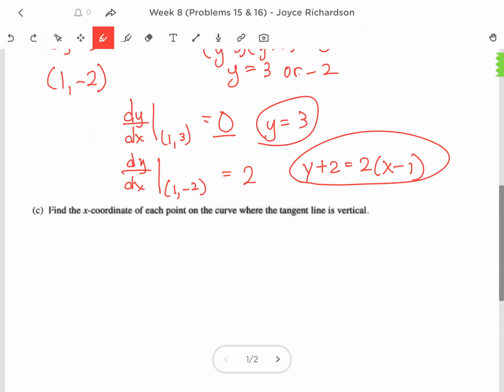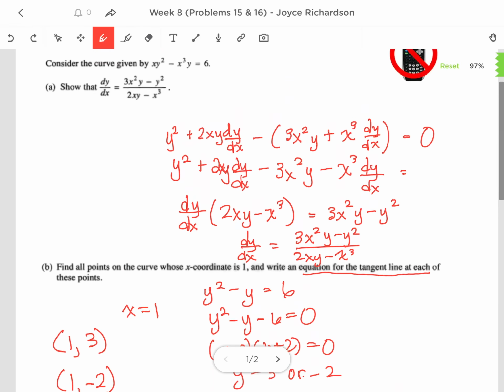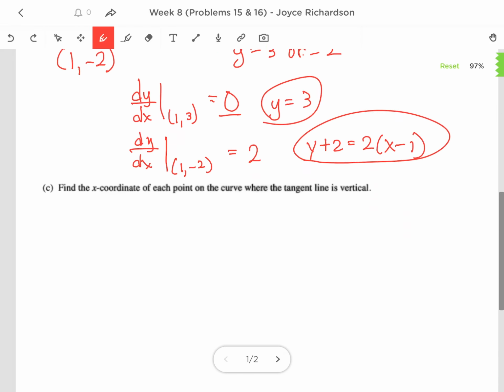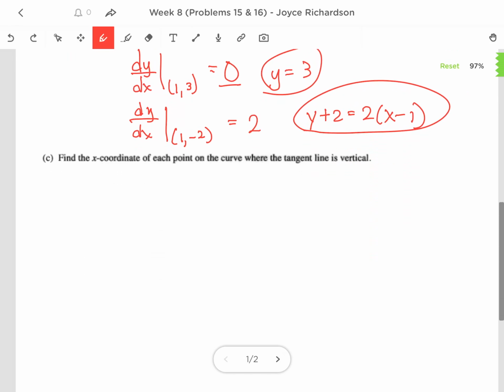All right, then it says find the x coordinate of each point on the curve where the tangent line is vertical. So kudos to those of you who looked at that slope and said, well, I better set the slope's denominator equal to 0. So 2xy, if it's a vertical tangent line, I better have an undefined slope. So I've got 2xy minus x cubed, that's right. Okay, so I want to know where this is equal to 0.